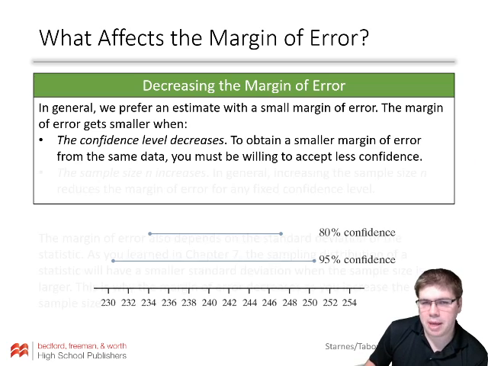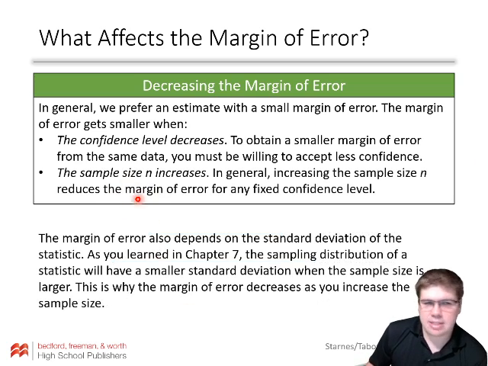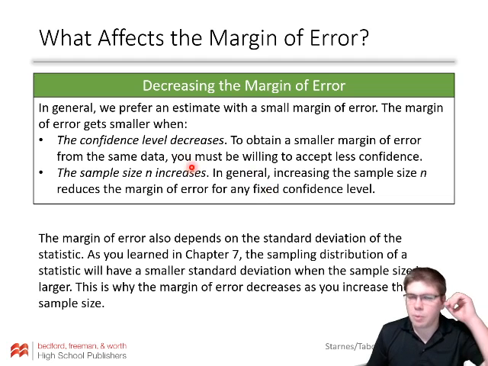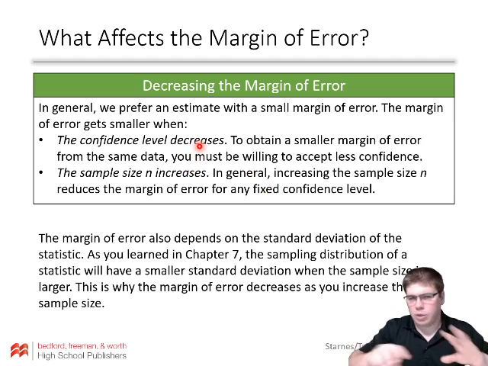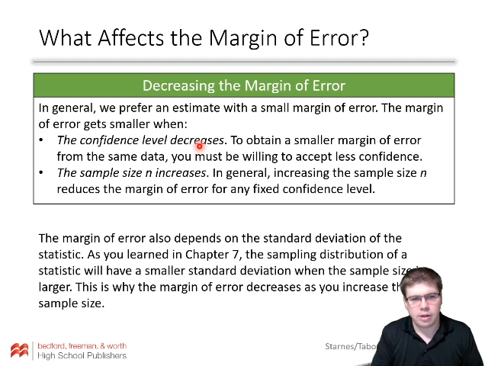Or the better way is if we increase the sample size. The increasing of the sample size reduces the margin of error for any confidence level, because when we increase that sample size, we expect less variability. So to cover whatever 95% of our sampling variability, we don't have to go as far.